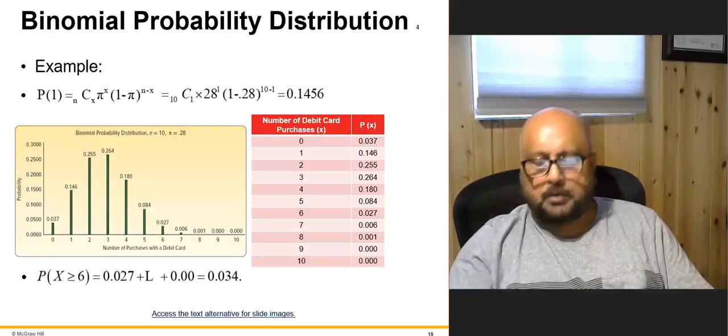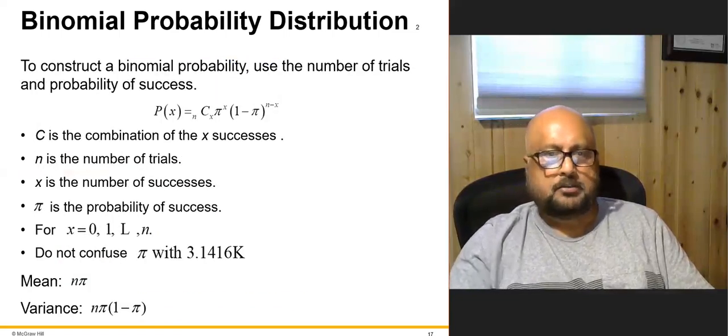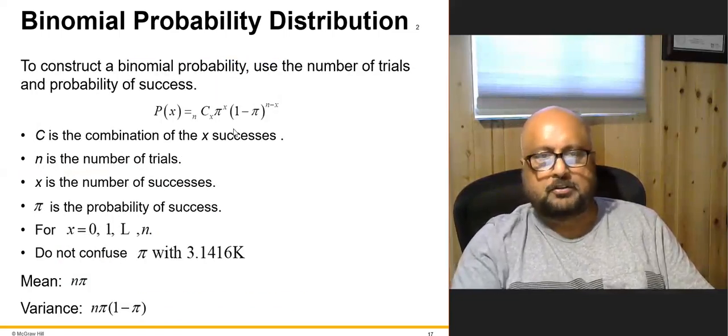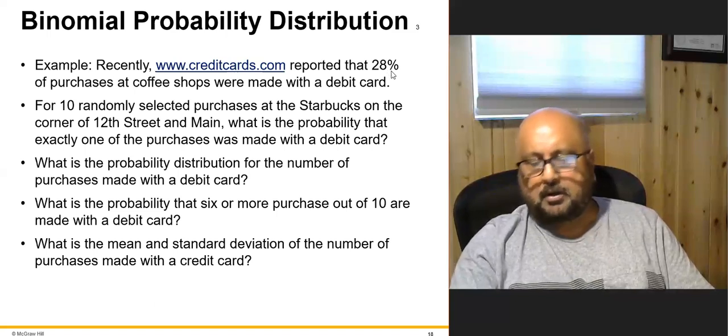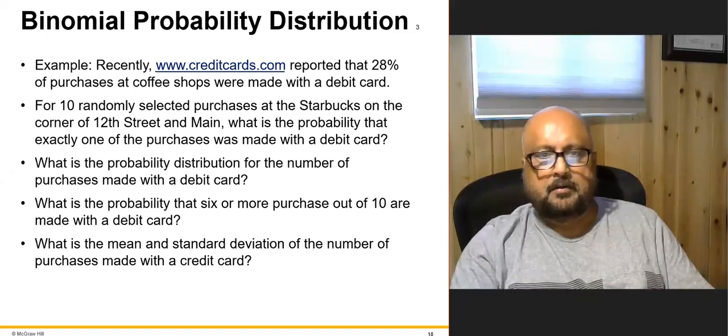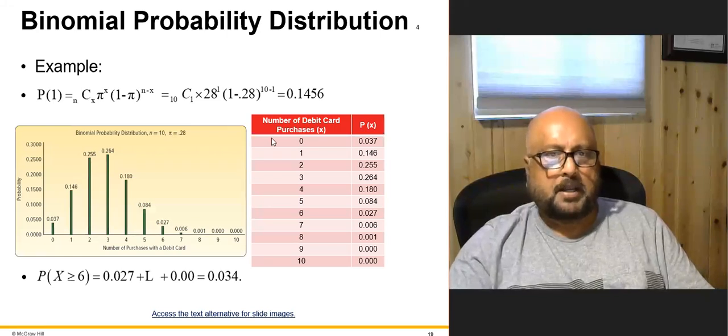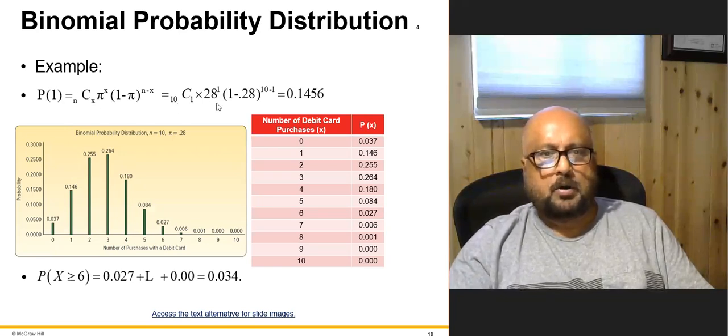All right, so the formula we know about the binomial distribution is like this one. It's all based on the same formula. So pi here is 28%, because pi is the probability. You can see the pi value here is 28%. So this is the formula 10C1, and when we put these values in the formula, we get 0.1456, which maps to 1.